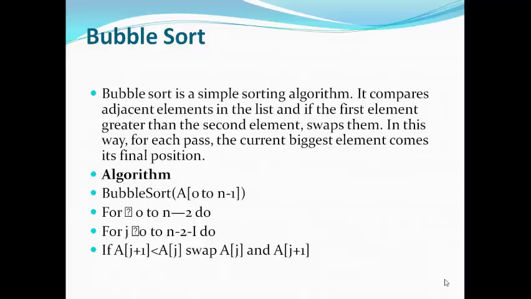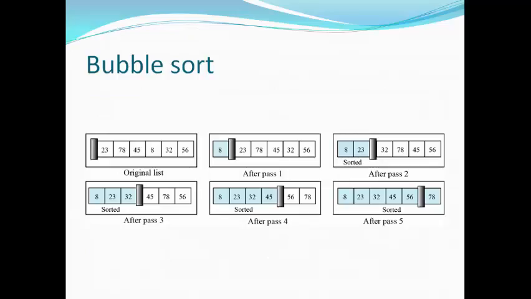Bubble sort is a simple algorithm. It compares adjacent elements in the list, and if the first element is greater than the second, it swaps them. In this way, for each pass, the current biggest element comes to its final position. Here is the algorithm below, and here is the pictorial representation of the bubble sort.